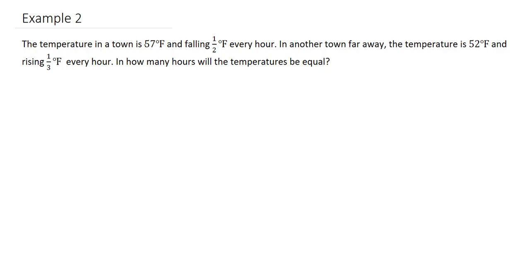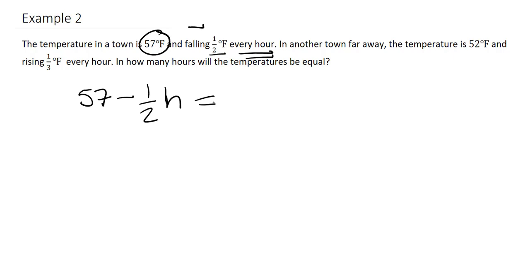So let's look at the first town. It's 57 and it's falling. So we're going to be subtracting 1/2 every hour. So we write that out as 57, now falling, so subtracting 1/2 h. Now remember, the variable could be x, y, it doesn't matter. We just picked h to represent the hour. Now we're going to have another town where it's 52 and it's rising a third of a degree, so plus 1/3 h.